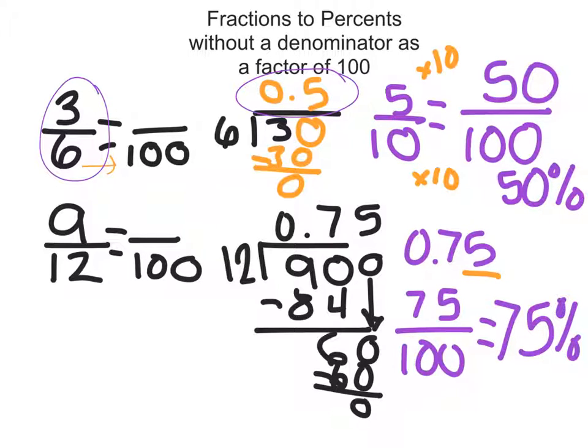So again, if you took a quiz that had 12 problems on it and you got 9 of them correct, you would have earned 75%, or you would have gotten 75% of the questions correct.